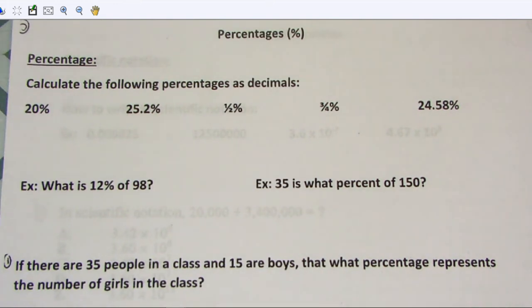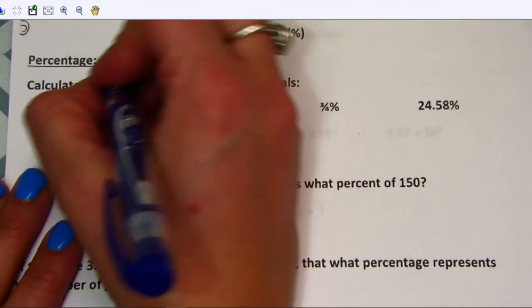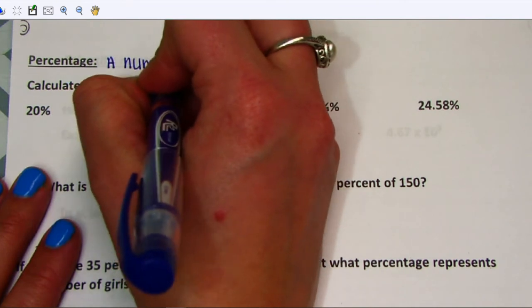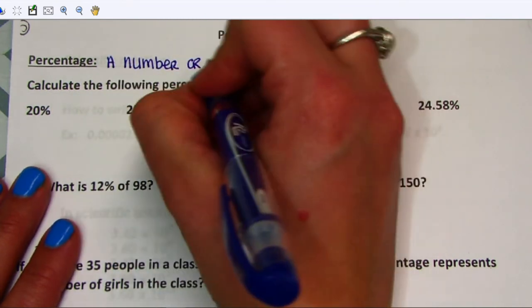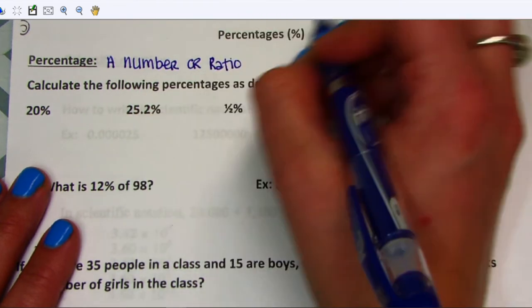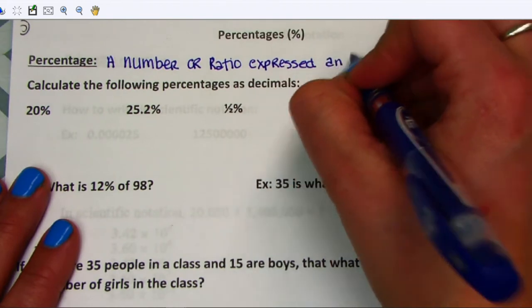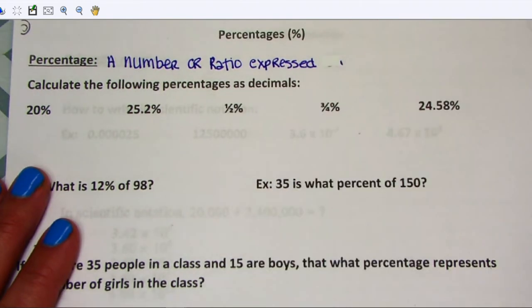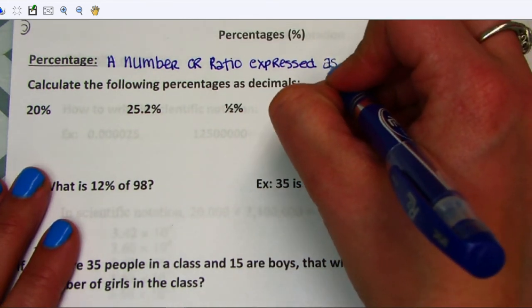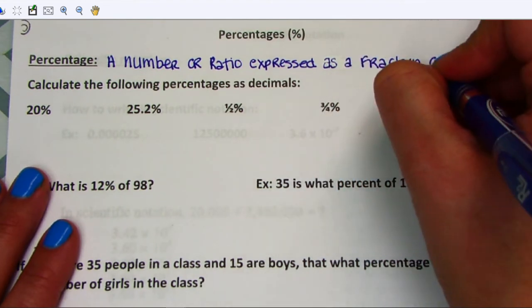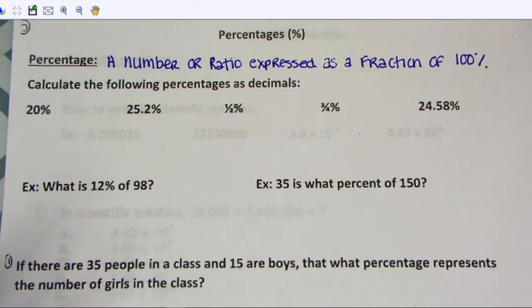So what is a percentage? A percentage is a number or ratio, meaning it can be a fraction. It's a number or ratio expressed as a fraction of 100%. So when you're working with percentages, they can never go over 100%.